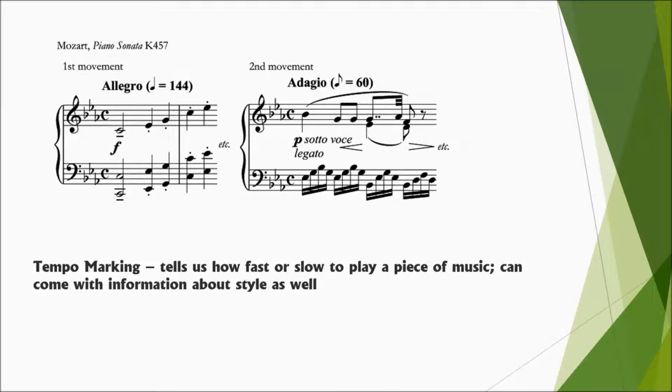Another thing you're going to see in the top left-hand corner of your piece of music is some kind of tempo marking. Your tempo marking tells us how fast or slow to play a piece of music. Sometimes it comes with information about what style to play in. So in this example, your tempo marking is allegro, which would mean fast, and they actually give you a specific tempo marking, quarter note equals 144. In this particular example, this tempo marking is adagio, which means medium slow, and again, they've given you a specific tempo marking, eighth note equals 60.